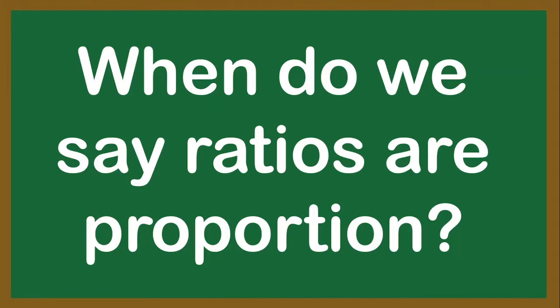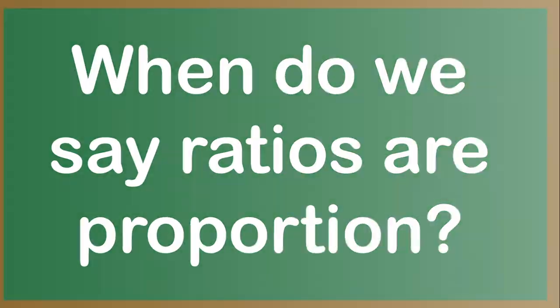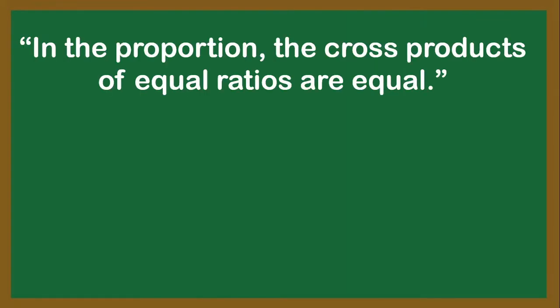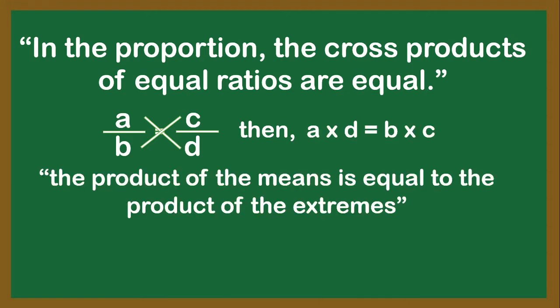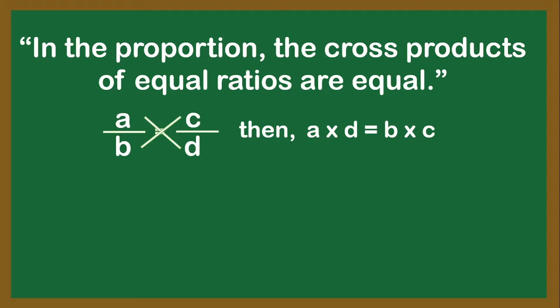When do we say ratios are proportion? In a proportion, the cross products of equal ratios are equal. Let's say A is to B equals C is to D. Now let us take the cross product of A and D and the cross product of B and C. Then we have A times D equals B times C.